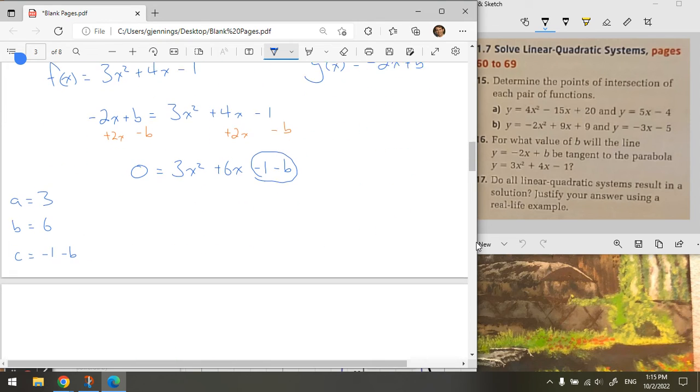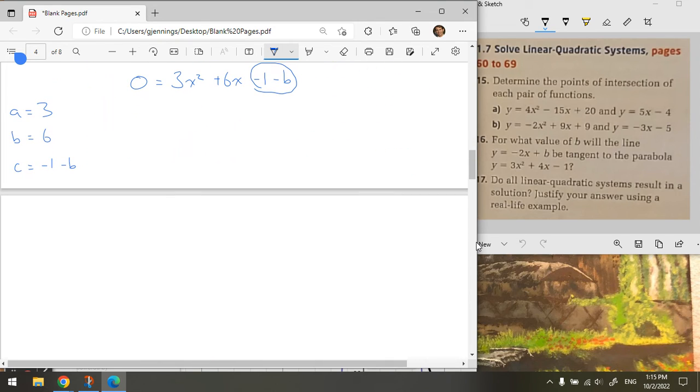All right, so let's do that. I'm going to do it down here. 0 is equal to b squared minus 4ac, and we have now one equation and one unknown. B squared is 6 squared minus 4 times 3 times negative 1 minus b. Just substitute in for 4ac, and then let's figure it out. 0 is equal to 36 minus 4 times 3, this is minus 12 times negative 1 minus b.